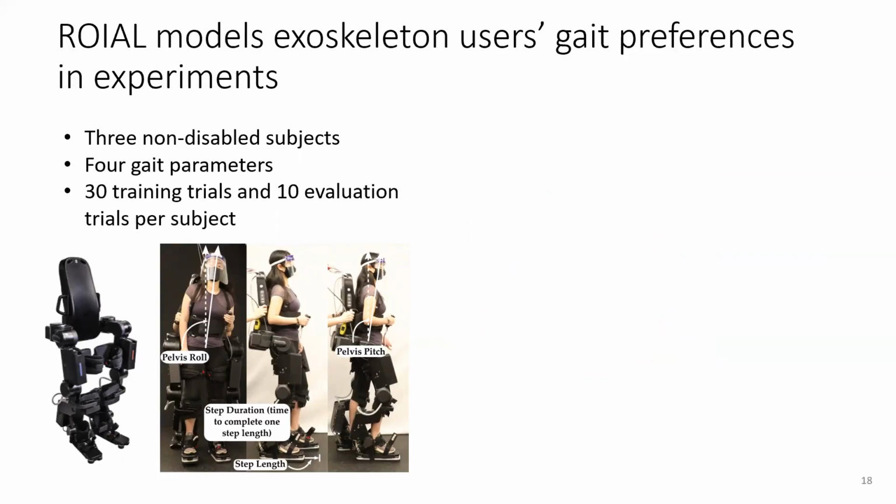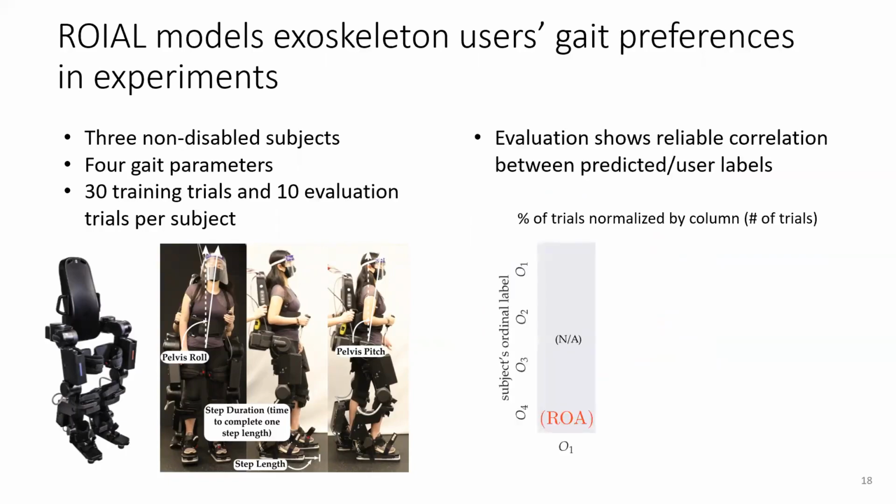In the learning process, users were asked to give each trial 1 of 4 ordinal labels: very bad, bad, neutral, or good, and were then asked whether they prefer the previous or current trial. There were in total 30 training trials and 10 evaluation trials per subject. We plot the confusion matrix for all 3 subjects' validation trials. The first column is gray because actions in the region of avoidance were purposely avoided to prevent subject discomfort.